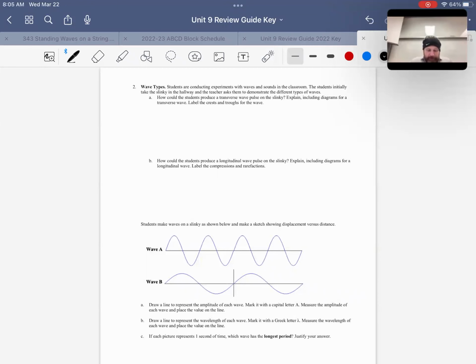All right, page 2, model 2. So we're looking at types of waves. So this is types and properties of waves. First off, we want to draw the two different types of waves.